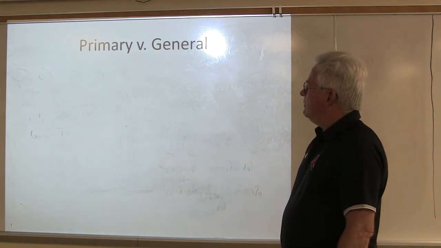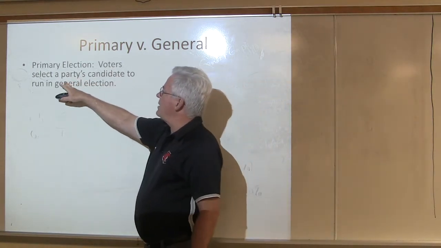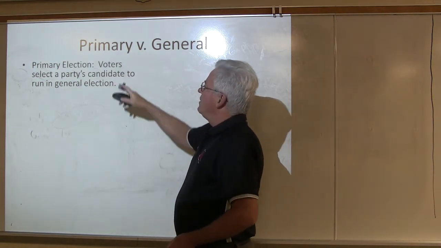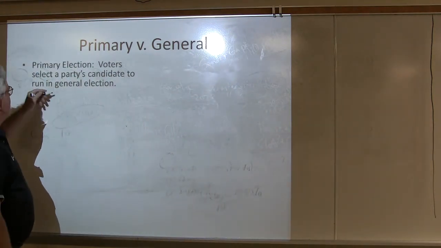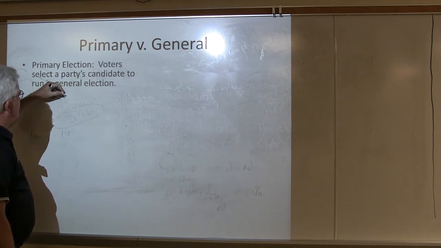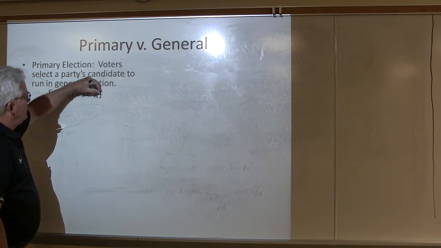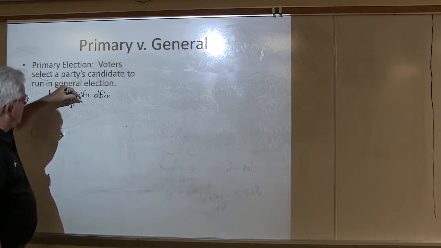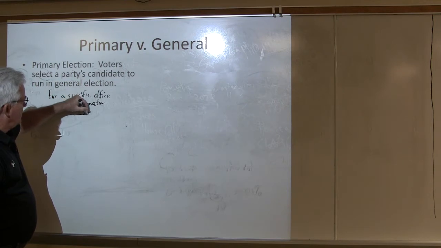Okay, what is a primary? In a primary, voters select a party's candidate to run in the general election for a specific office. For example, for U.S. senator, or for a congressperson.